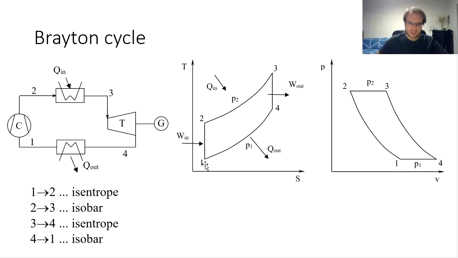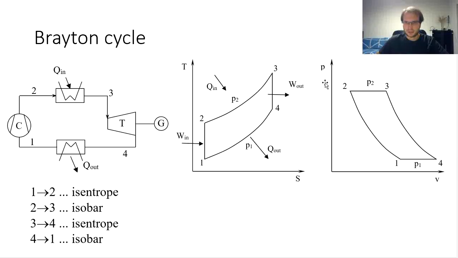And we start at point 1, where in the ideal case the compression is isentropic, where we need to put in some work so that we compress the working fluid between points 1 and 2. Following on that is isobaric heat addition to point 3. From point 3 to point number 4 is isentropic expansion, where we produce the work, and 4 to 1 is isobaric heat rejection.